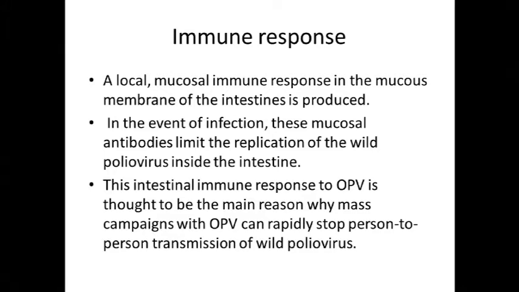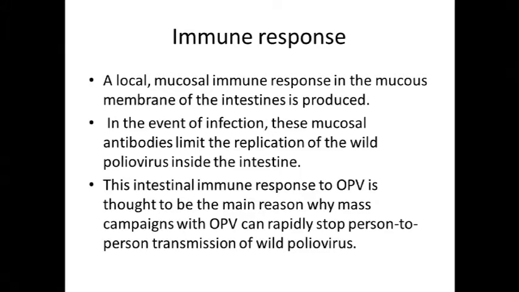When we look at the way in which the vaccine is going to be effective or going to cause the immunity, what happens initially is, since the vaccine is administered orally, it is going to enter into the gastrointestinal tract. So what happens is, there is a local mucosal immune response in the mucous membrane of the intestines. When the vaccine enters there, the mucosal antibodies will be produced, and in case there is an infection by the wild polio virus, the antibodies produced at the level of the mucosa are going to limit the replication of the wild polio virus within the intestine.